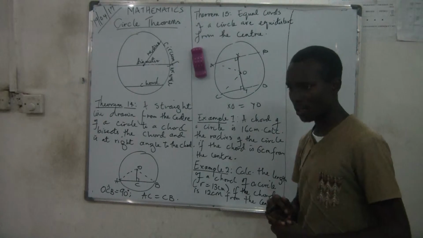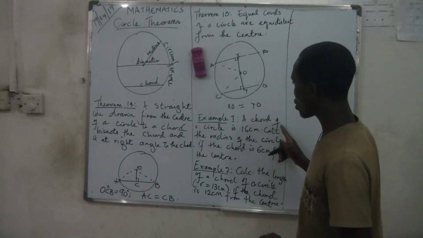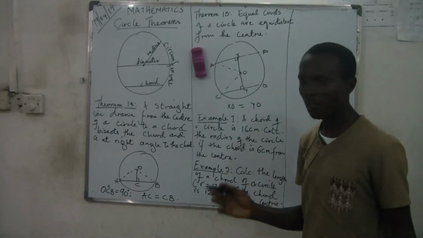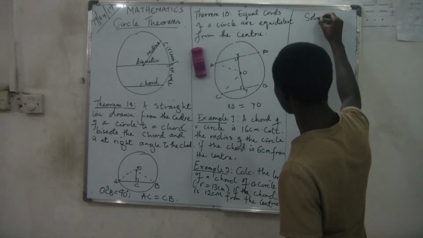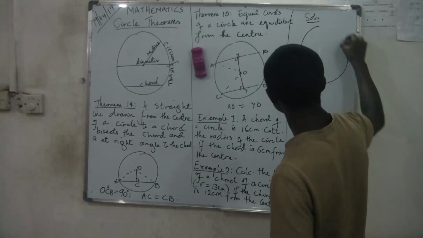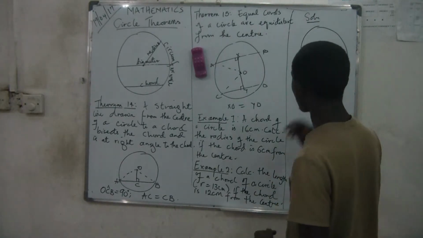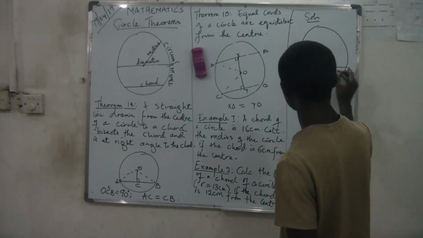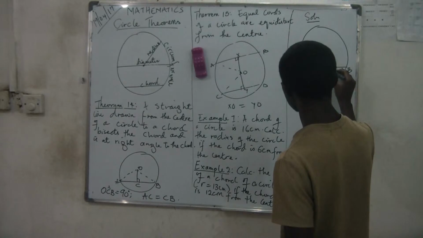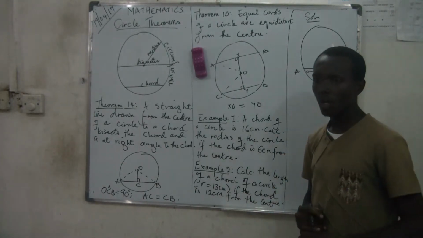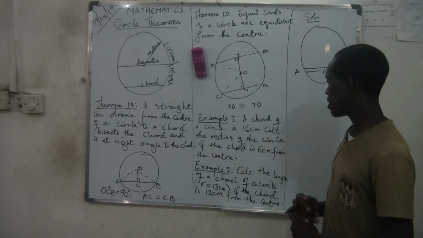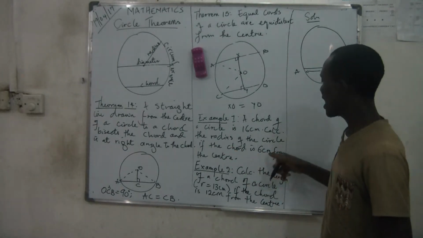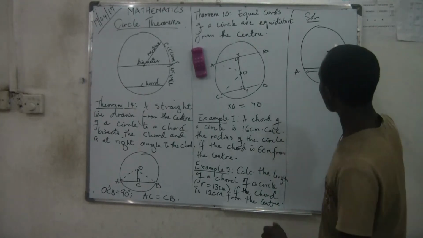So let's take a look at a few examples on this. The first example says that a chord of a circle is 16 centimeters. So let's follow the instruction that is given. If I have a circle, the chord of the circle is 16 centimeters. So this is AB. It means the length from A to B is equal to 16 centimeters. It says calculate the radius of the circle if the chord is 6 centimeters from the center.